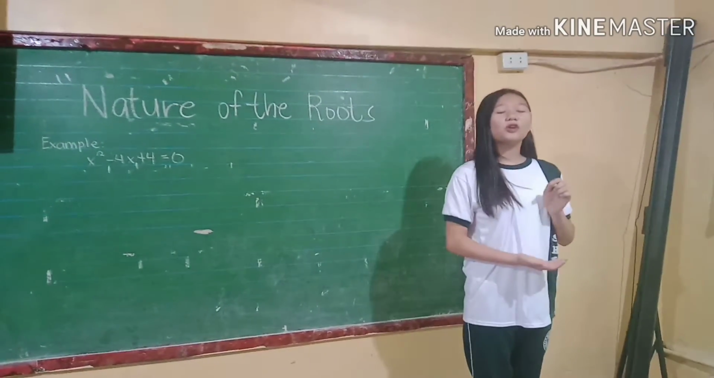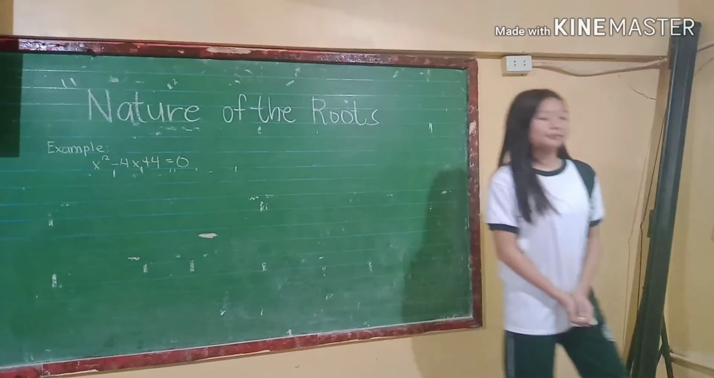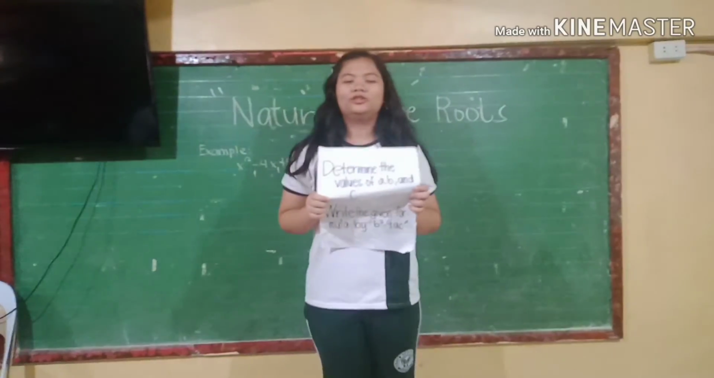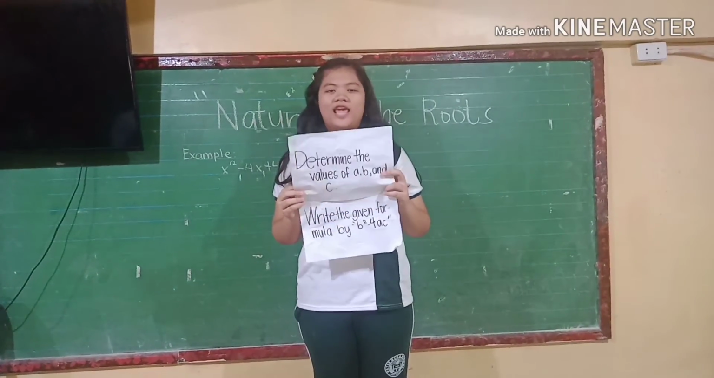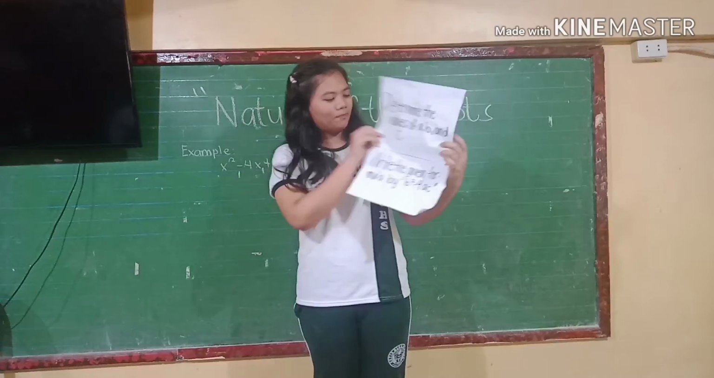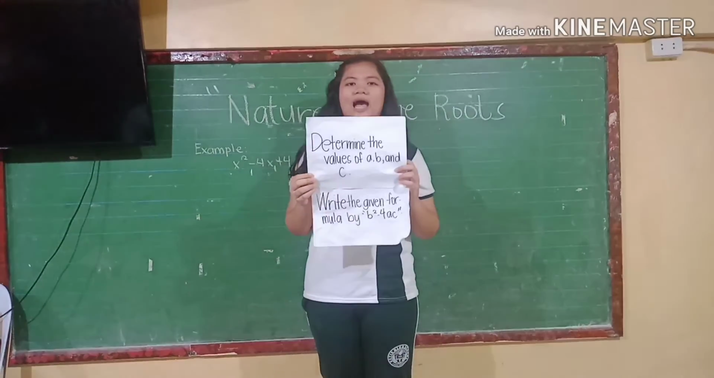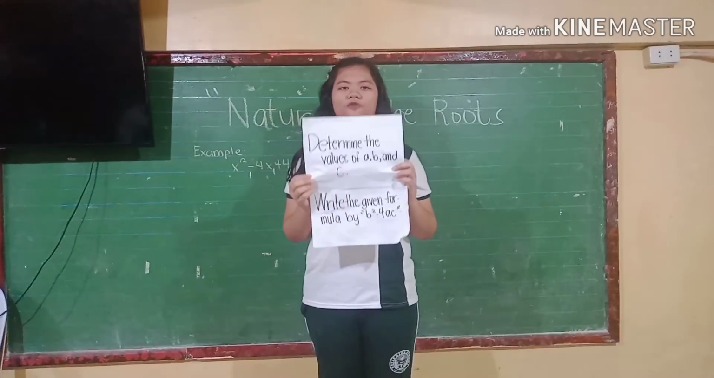Here are the steps on how to solve nature of roots. Step 1. Determine the values of a, b, and c. Step 2. Write the given formula, b squared minus 4ac.